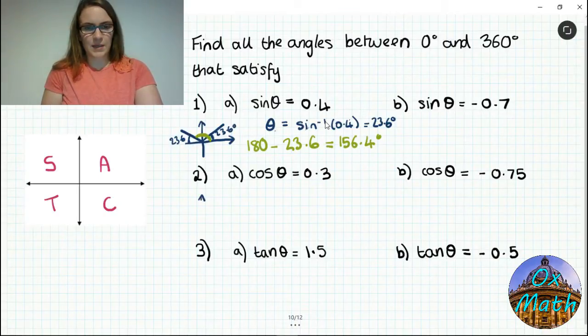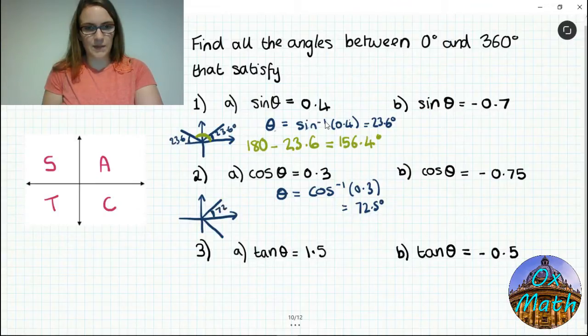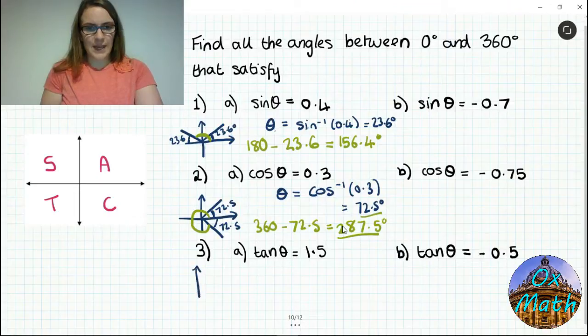Our second example then is cos of the angle. And again, it is positive. So this time we are in our first quadrant where all of them are positive, and in our fourth quadrant where the cos is positive because of the C. So if we find our first angle by doing inverse cos of 0.3, which gives us an angle of 72.5, we know that on this diagram, this angle here is 72.5, which means that this angle here from symmetry is also 72.5. So we can find our big complete angle by doing 360 take away 72.5, which is 287.5 degrees. So again, we have our two angles, 72.5 and 287.5.